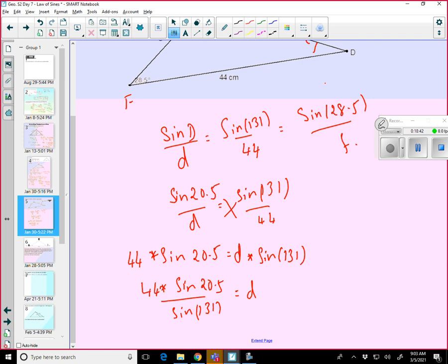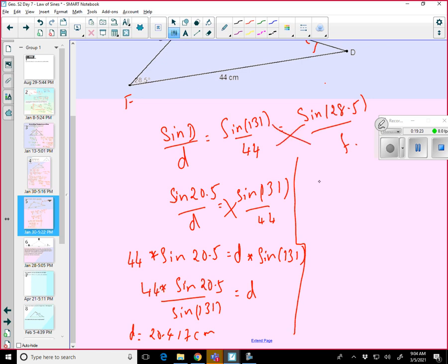Substituting that in calculator, we will have 44 times sine 20.5 divided by sine 131. Gives us 20.417. So D equals 20.417 centimeter, because this was in centimeter. Same way we will see the value of F.